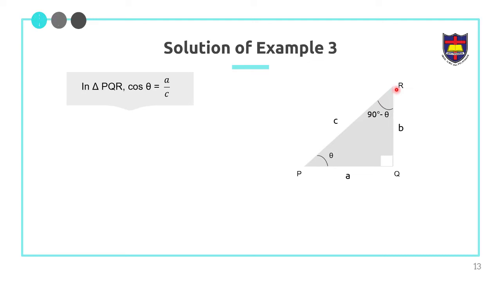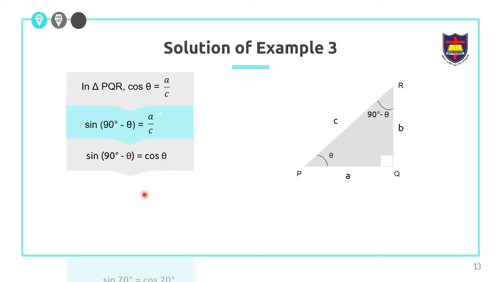So this is the solution. The first, inside this triangle PQR, we have the value of cos theta. So this is the theta. The value of cos theta will be adjacent over hypotenuse, so it is A over C. Next, sine (90 minus theta). So we see this angle and find out the ratio of sine, which is A over C as well. So now we can conclude that the value of sine (90 minus theta) is the same as cos theta.